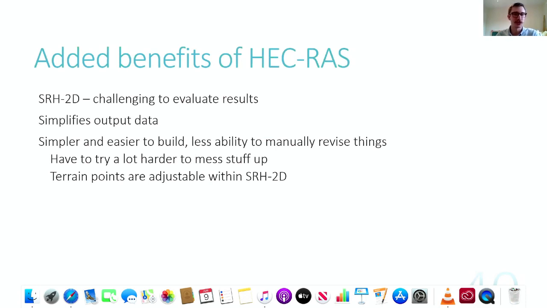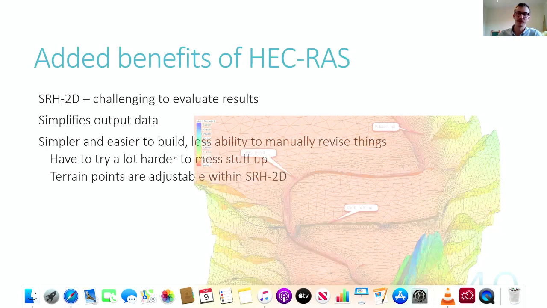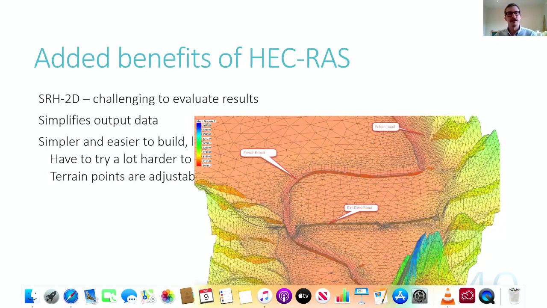There wasn't some manipulation within the model to force the results. So from a review standpoint, if you're looking at a mapping product, or a LOMR or something like that, it could make the review process a little more difficult. And this here is just showing the terrain.